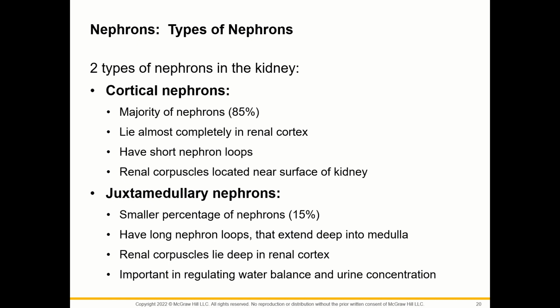The juxtamedullary nephrons are a smaller percentage of nephrons, about 15%. They have long nephron loops that extend deep into the medulla. Renal corpuscles lie deep in the renal cortex, and they are important in regulating water balance and urine concentration.